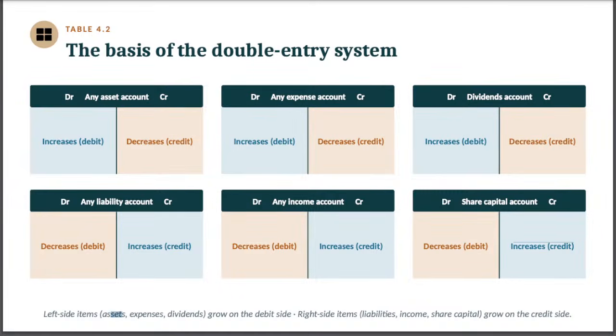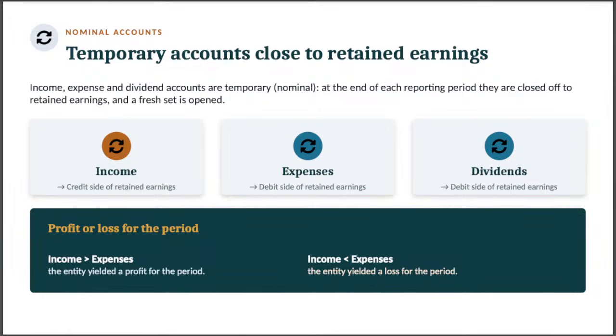So the left side items, assets, expenses, dividends, grow on the debit side. Right side items, liabilities, income, share capital, grow on the credit side. We have to go over this over and over because it's difficult to really internalize unless you've done this a few times and gone through the books. It is a stretch for most people, but it definitely affects anyone that deals with the commerce system or anything in commercial transactions, which is everything contractual these days, including just going to the store and buying a bottle of milk.